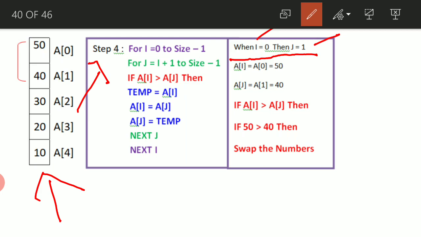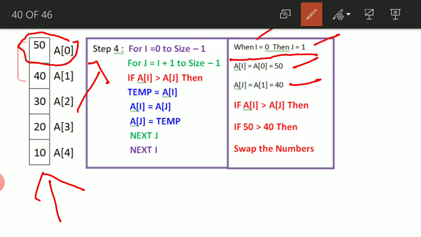Henceforth, you can observe in this step, I value is 0. Therefore A of 0 is equal to what? 50, isn't it? What is A of 0 value? It is 50. Fine. What about A of j? J value is 1 because I plus 1. If j value is 1, then A of 1 equals how much?